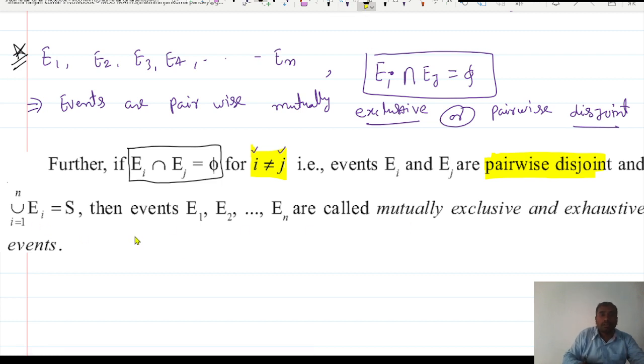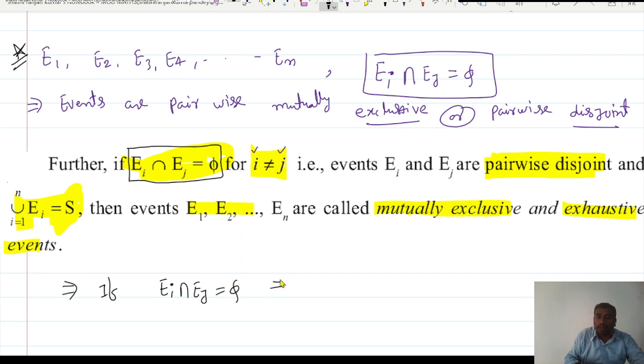Let us suppose these are the events, and if you take their union and you get the total sample space, so they are also called what? Mutually exclusive. Why mutually exclusive? Because this is φ, and because you have taken their union, you are getting the total sample space. So you can say this is the exhaustive event. So this type of events we can call as what? Mutually exclusive and exhaustive.